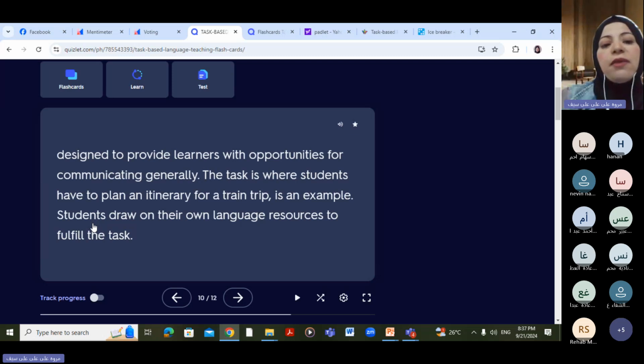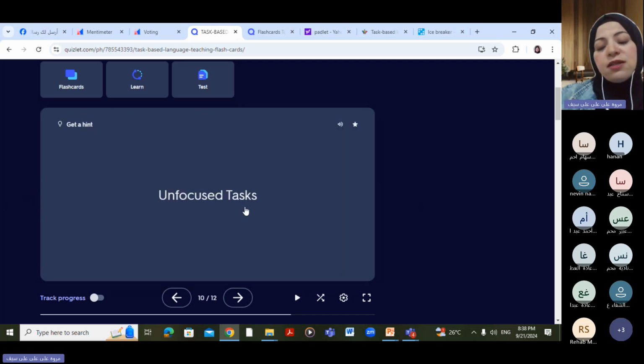I don't give them the vocabulary or structure to prepare or plan for this train trip, or where the train trip is going to go specifically. We don't determine that. We leave them, it's unfocused, so that they use their own vocabulary and structure, maybe as a revision of something else that they have studied before. I don't have a focus in this very lesson, so this is a task. Okay, so we call it unfocused tasks.